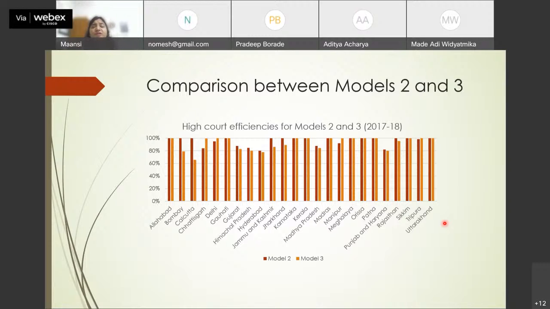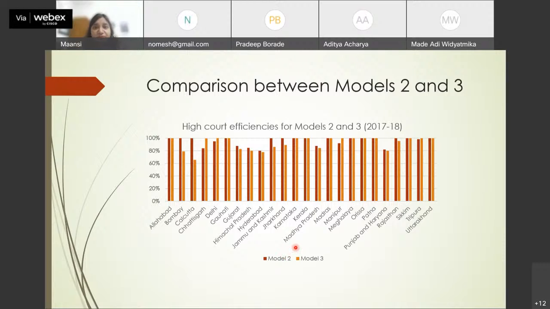To highlight these improvements and to understand the areas where they need to be made, we've presented a comparison between models 2 and 3. The second model was only for the annual inflow and the third was for the total caseload. Based on this, we can see that there are certain courts that are efficient in both scenarios, such as Guwahati and Allahabad. There are certain courts that are efficient in neither model, such as Himachal Pradesh and Madhya Pradesh. We can see they have efficiency scores below 100.